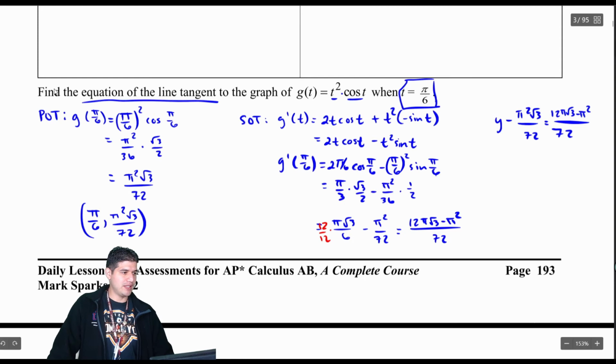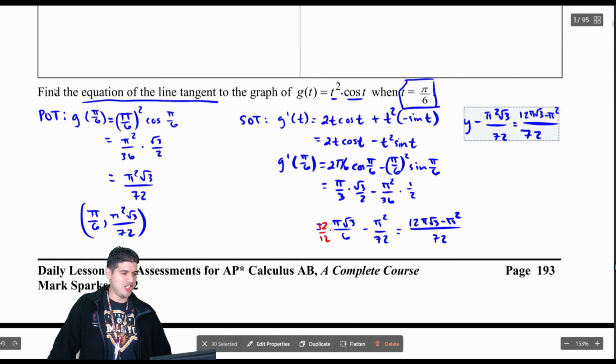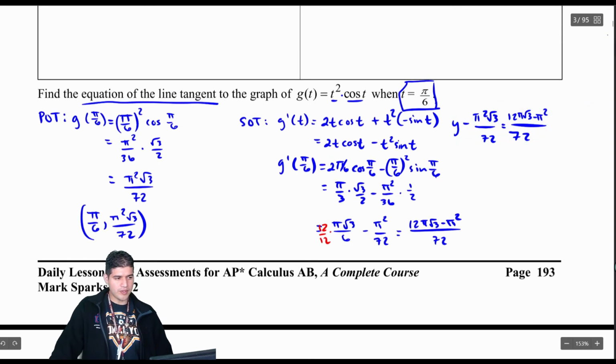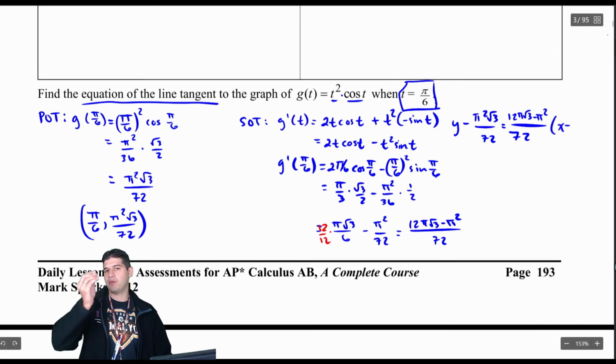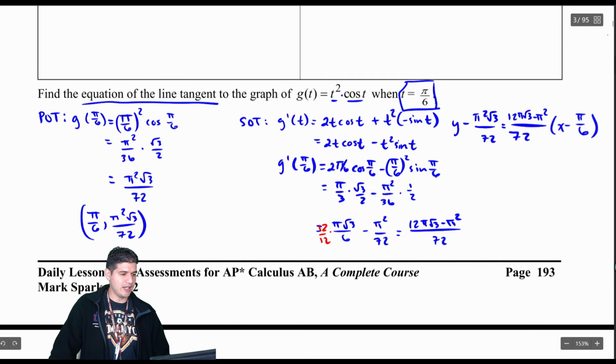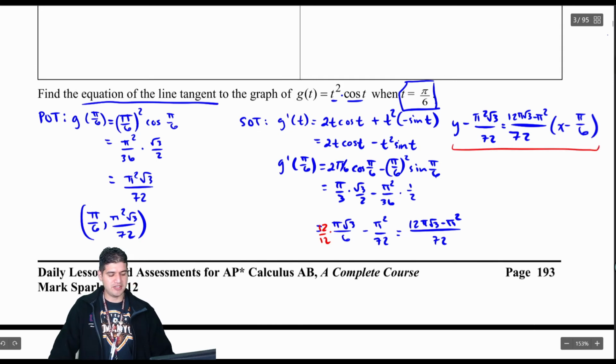Let me see if I can move this. Can I move you? Look at that magic. All right, so here we go. So that's going to be times x minus the x value where we're finding this, so x minus pi over 6. So this right here is going to be the equation of the tangent line.